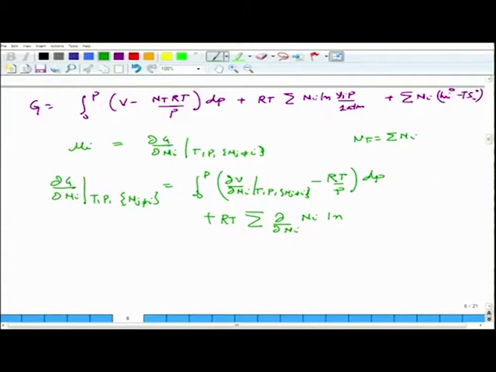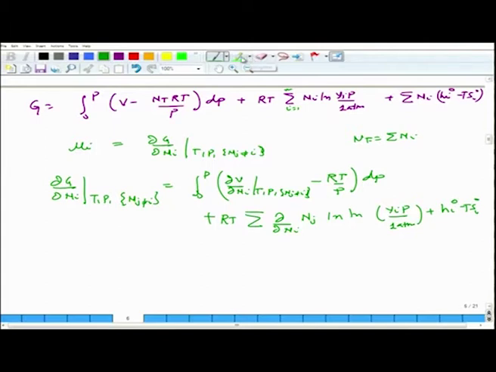Now, here since I am using i, since i is 1 to m, and here this is a specific i, so I am going to change this to Nj. Okay, ln YiP by 1 atmosphere, plus summation Ni will be 1. If you take the derivative of this, this will be 1. So, what remains is basically Hi0 minus TSi0.